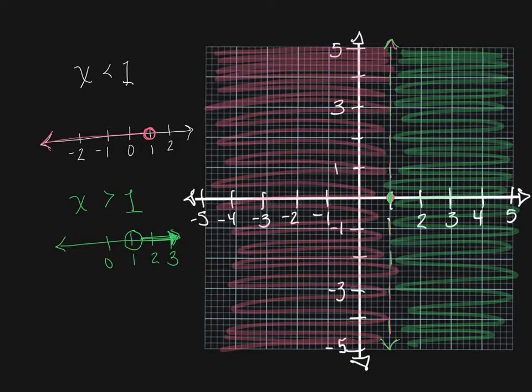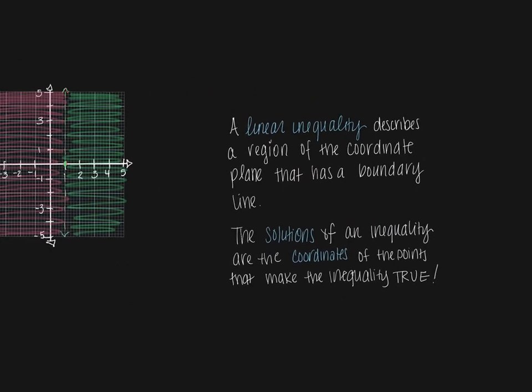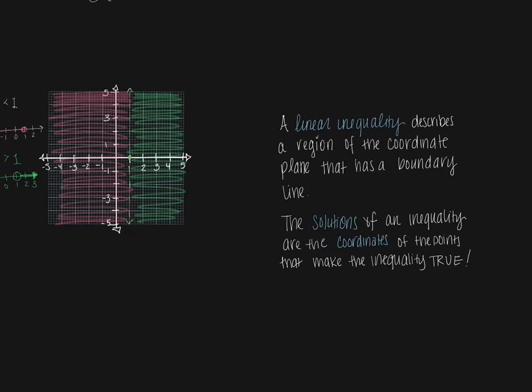Let's look at identifying some new terms for you. A linear inequality describes the region of the coordinate plane that has a boundary line. If I look back over here at my graph, my linear inequality is talking about a region. Here, the pink region was the region that was less than. My green region was the region that was greater than. And it has a boundary line. Here, my boundary line is dashed because it's not actually equal to 1. It's greater than or less than.